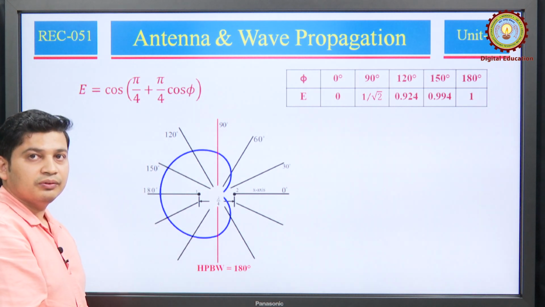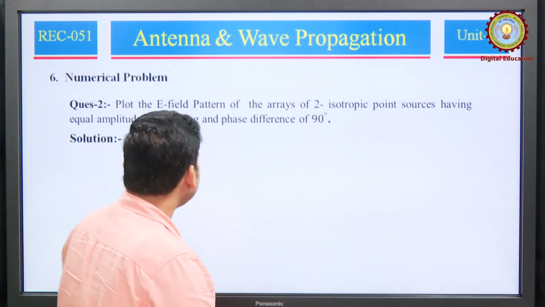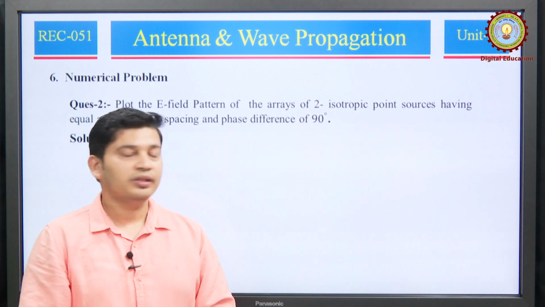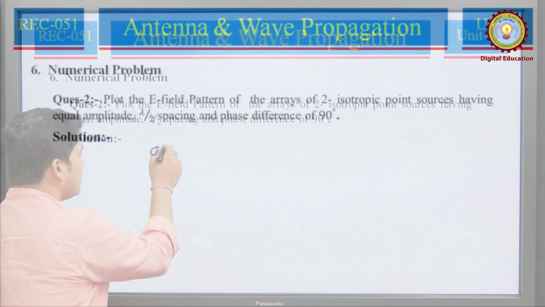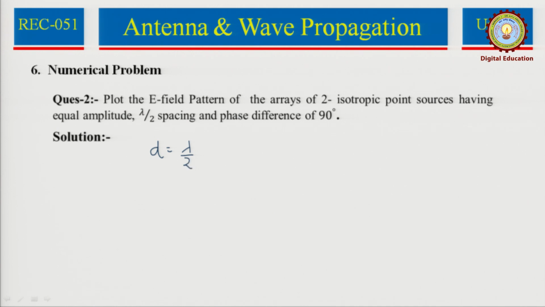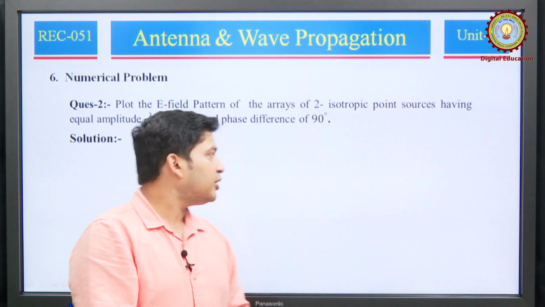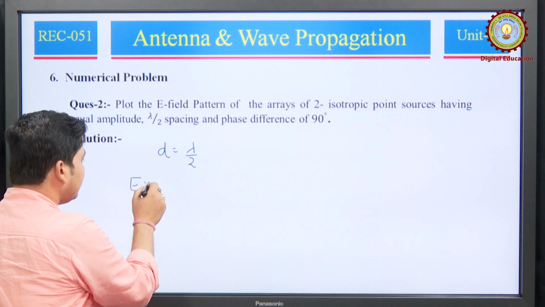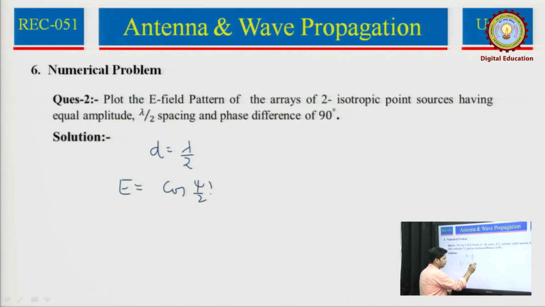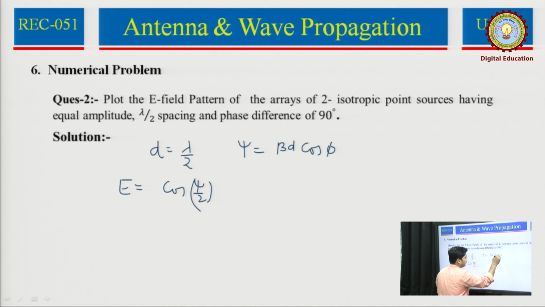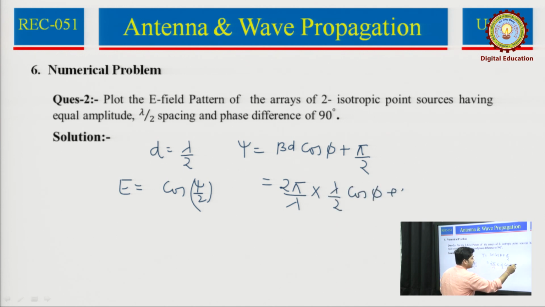Okay. So, moving on to the next question. What happens if I decrease or increase the spacing value? Now, in the next question the only change I have made is d equal to lambda by 2. Okay. So, what is the value of net electric field? Again remember, cos psi by 2. Now, what is psi? Psi is equal to beta d cos phi plus pi by 2, 90 degree. Okay. Now, what is beta? 2 pi by lambda into d, the spacing is now lambda by 2, cos phi plus pi by 2.